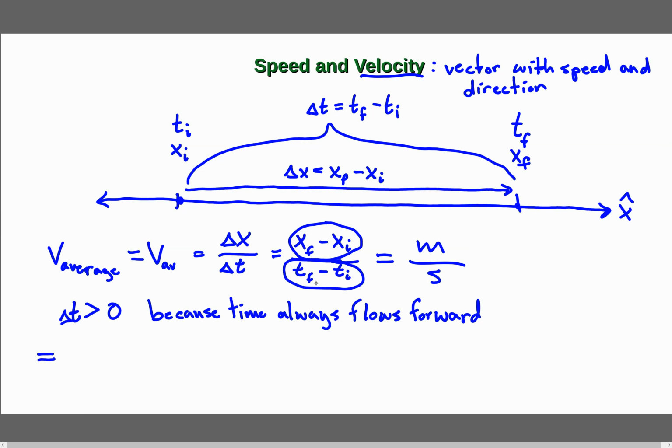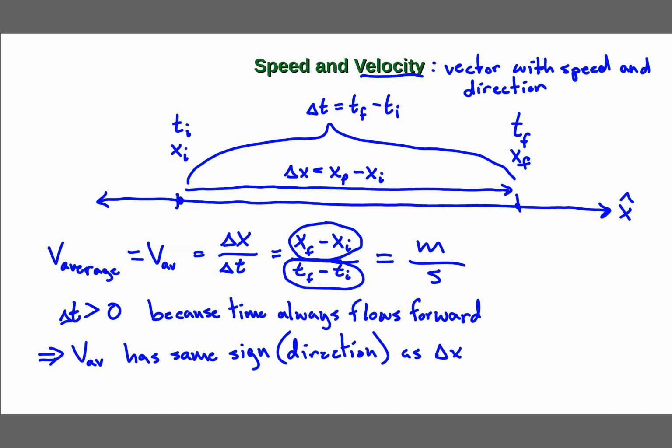What this means is that V average will have the same sign as delta x. So the direction of the average velocity will always match the direction of the displacement. And this makes intuitive sense, right? If the average velocity is describing our motion, and our motion took us from left to right, we expect that our average velocity should point from left to right.